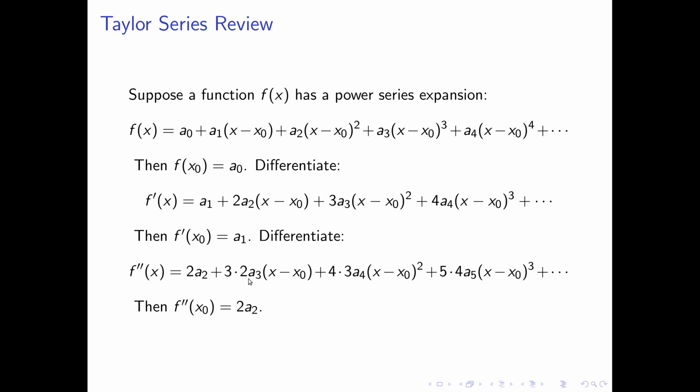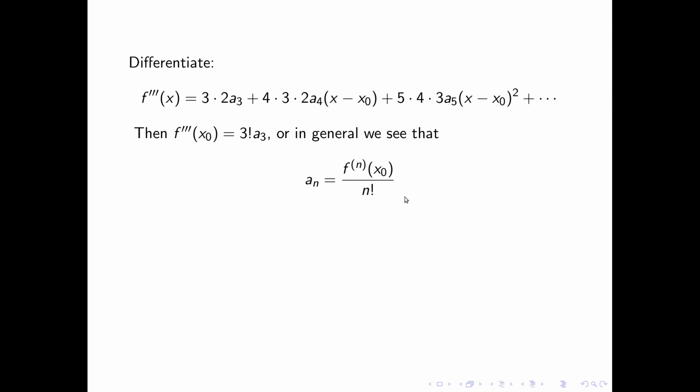Good, and so you can kind of see what's happening now, right? If you differentiate again, what's going to happen? The 3 times 2 a3 is going to pop out in front. And so f triple prime at x0 is going to be 3 factorial times a sub 3, and then you see these other factorials are lining up behind it. And so now we know that the general formula for a sub n is going to be what? The nth derivative of f at x0 divided by n factorial. Very good. And so now we know what a Taylor series is. This is the Taylor series.